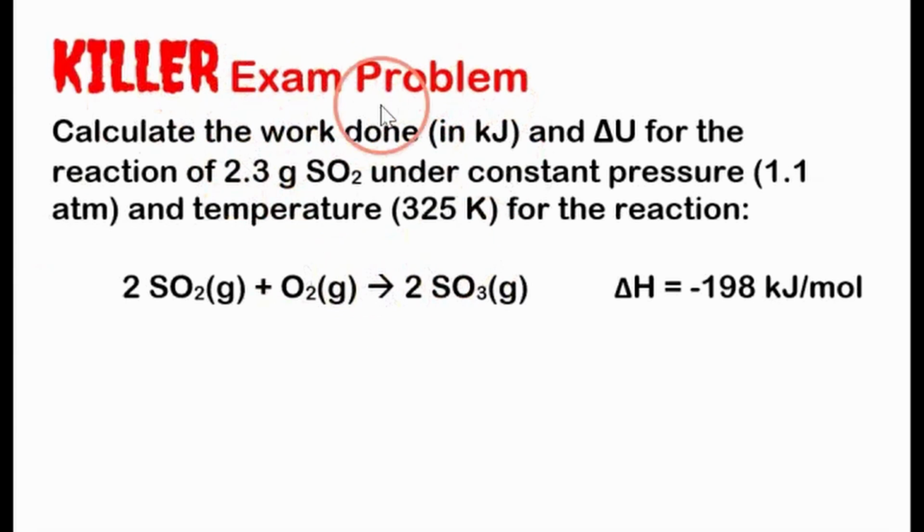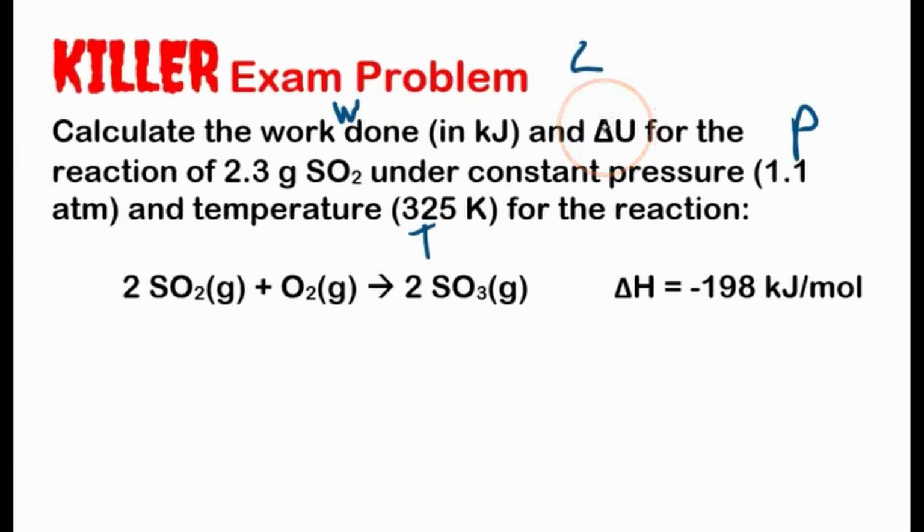Okay, now on to our killer exam problem. And if you can do this and understand everything that I go through, then you should be super good. You should be killer yourself at this problem, honestly. I'm going to go through it nice and slowly. Okay, so this is a calculate the work done. So work is W, and the change in internal energy for the reaction of, now we have a certain amount of grams, 2.3 grams of SO2 under constant pressure. So that's nice. Pressure is constant, 1.1 atm, and a temperature of 325 Kelvin for the reaction.